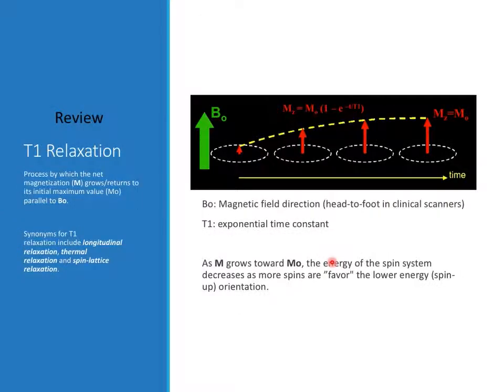So just to review, our two major relaxation times or parameters that govern the contrast in MR are T1 and T2. And T1 relaxation is the time constant for the recovery of the longitudinal magnetization after we have applied an RF pulse to make that longitudinal magnetization zero. And so it climbs back to its steady state MZ value, M0, with this monoexponential curve, T1.